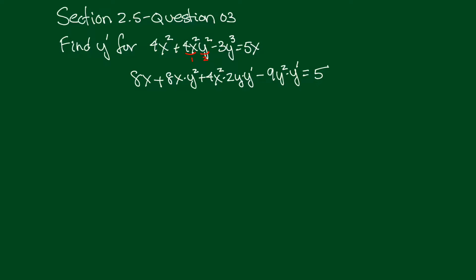Now, let's see if we can just fix this up a little bit. How about 8x plus 8x y squared plus, now I can multiply here, getting 8x squared y prime minus 9y squared y prime equals 5. Now we're trying to solve for y prime. I got a y prime here and a y prime here.